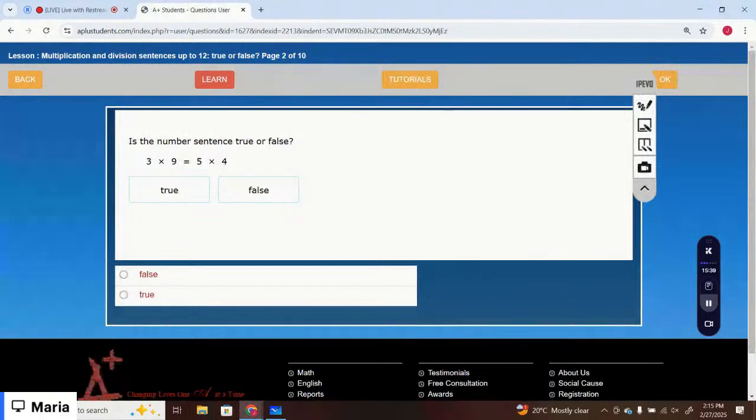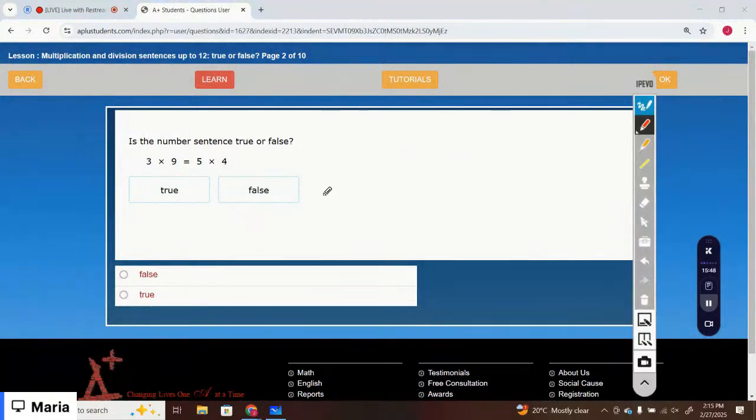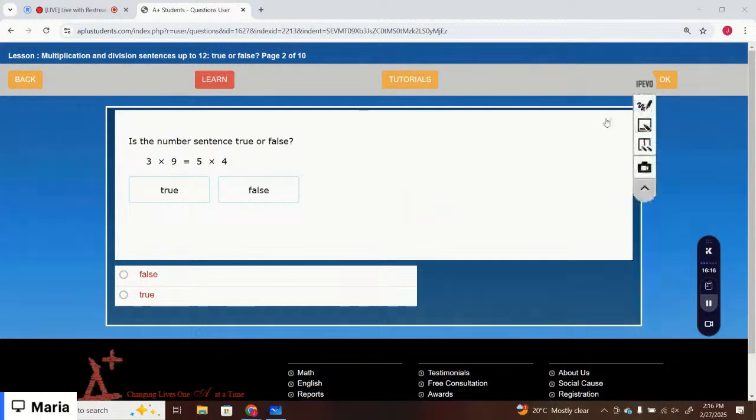Is the number sentence true or false? 3 times 9 is 27. 5 times 4 is 20. False it is. 27 is not equal to 20. So false it is. Option number 1 is the correct option.